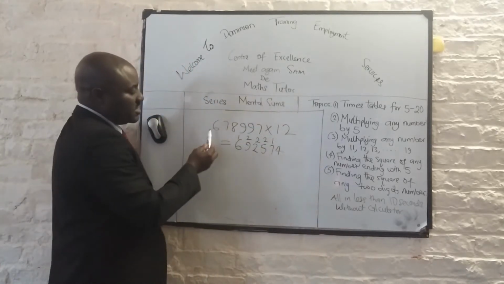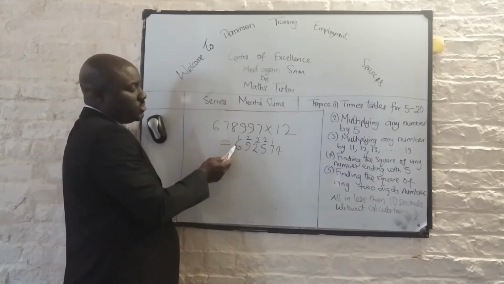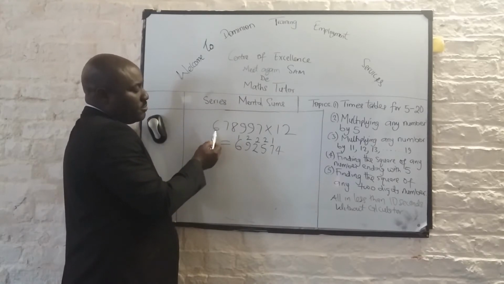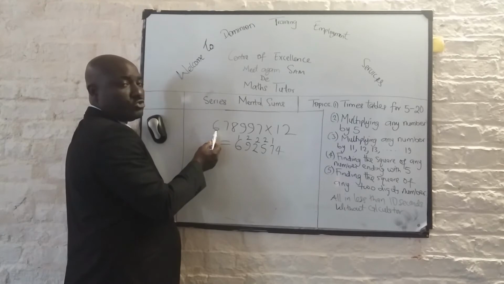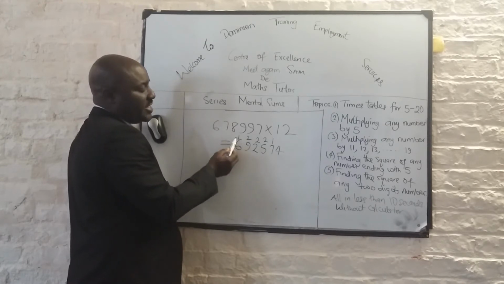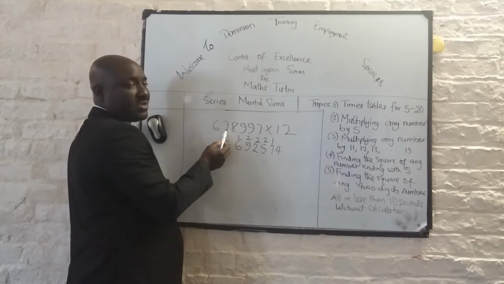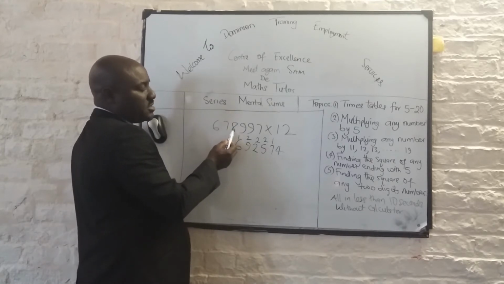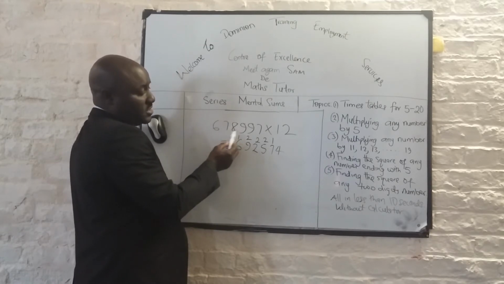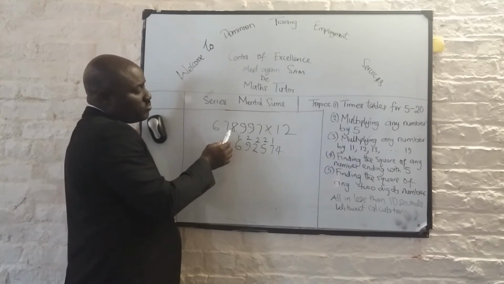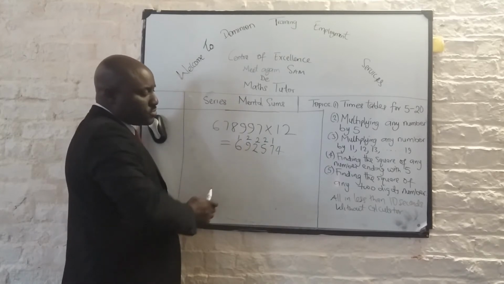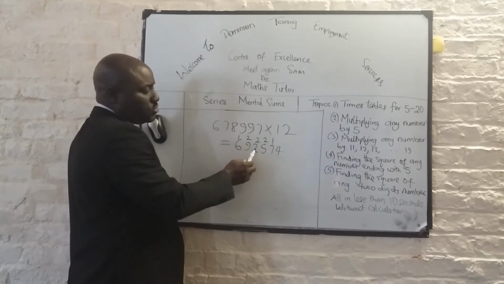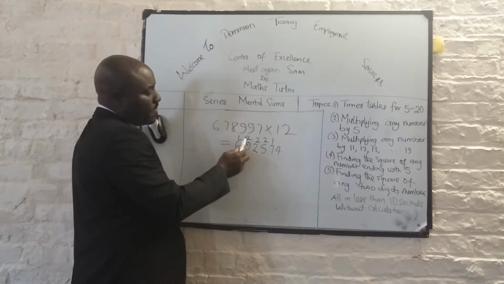Let's see. We said the first one, 6, you write it down. Multiply 6 by 2 to give you 12. Add this to this to give you 19. You write 9, carry 1. Multiply 7 by 2, it gives you 14. You add 8 to 14, and that is going to give you 22. So you write 2 down and carry 2 forward.